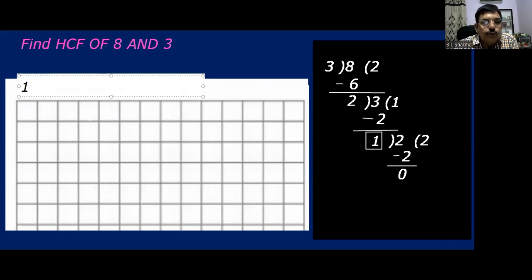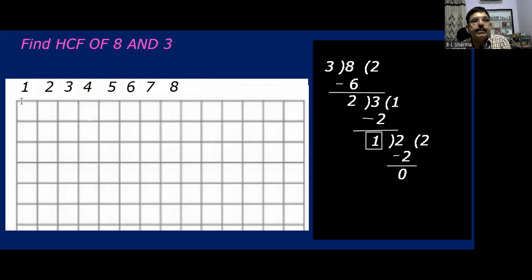This is 2. This is 3, 4, 5. This is 6. This is 7. और ये मैंने 8 unit की strip लिया. This is 1, means this is 1 block, second block, then third, then 4, then 5, then 6, then 7, then 8. I have to take one strip of 8 unit. एक strip लेना है हमें 8 unit का.